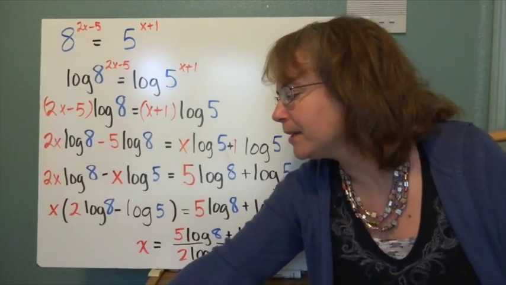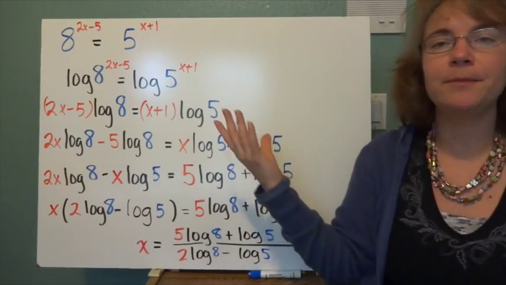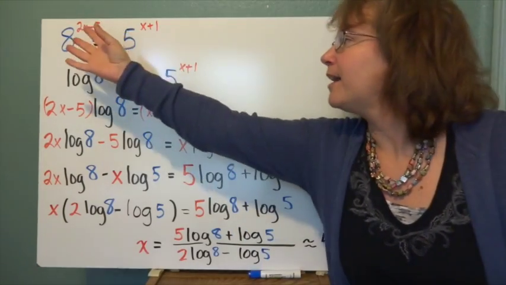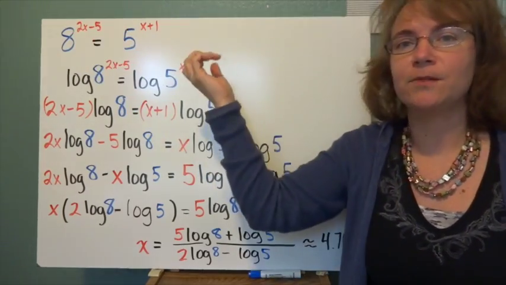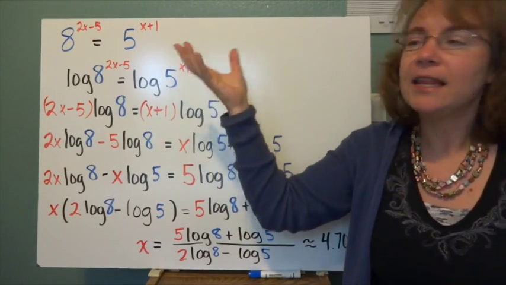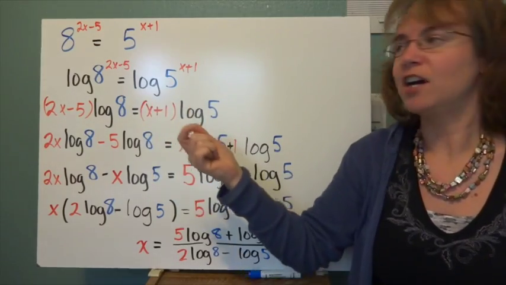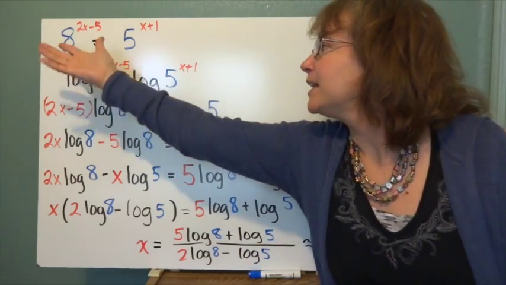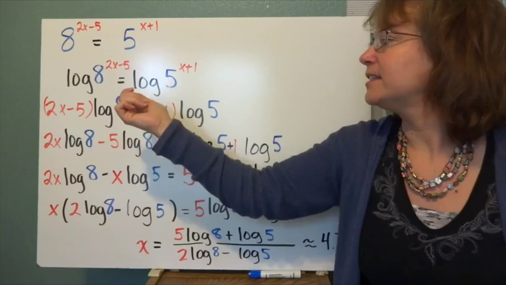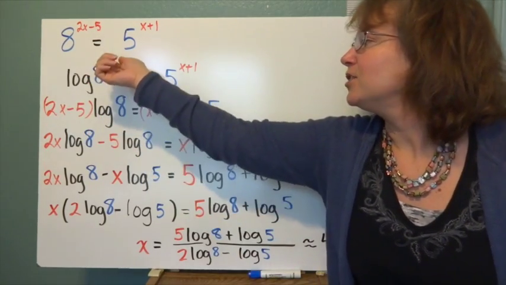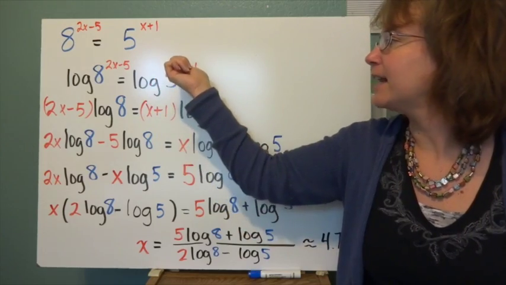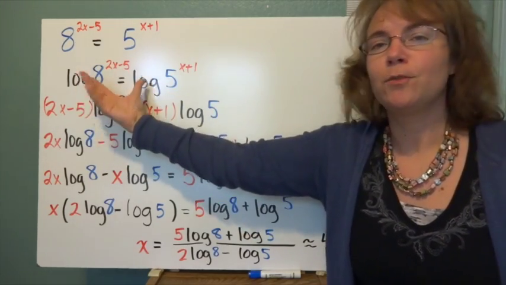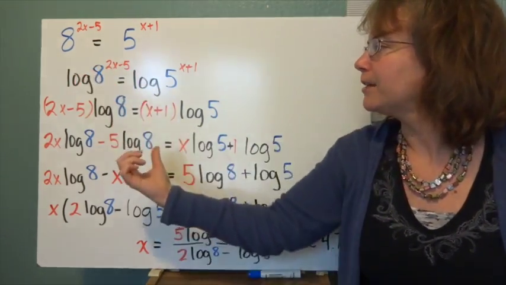So now probably the most complicated problem in this section is when you have an unknown in both exponents. So the way I like to solve this is just to take the log of both sides. So take the log of this side and the log of this side. So log of 8 to the 2x minus 5 is equal to log of 5 to the x plus 1. And we know that's true because of the property of equality of logarithms.